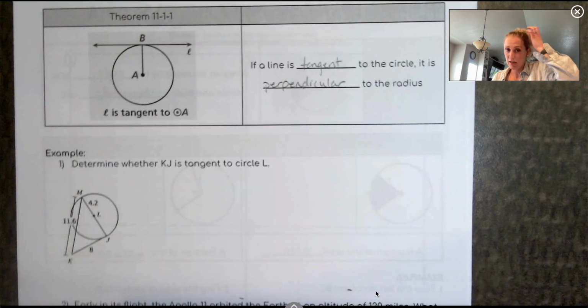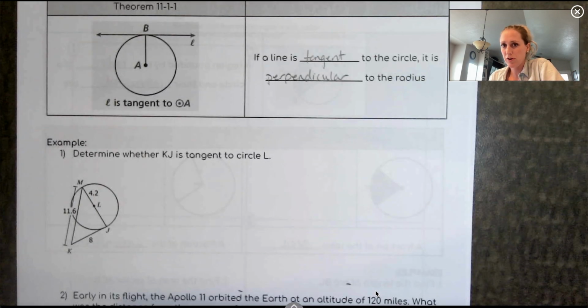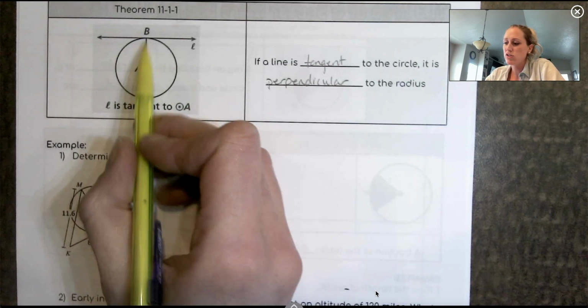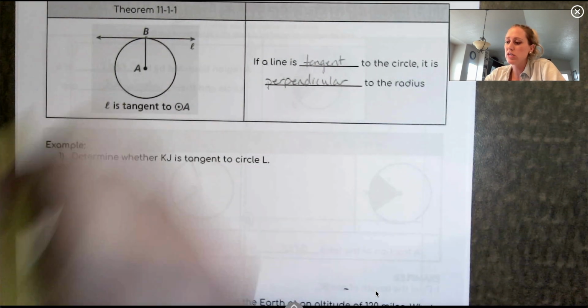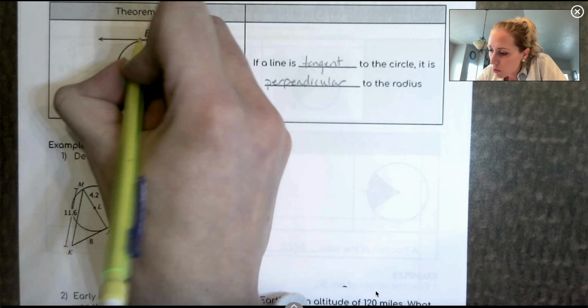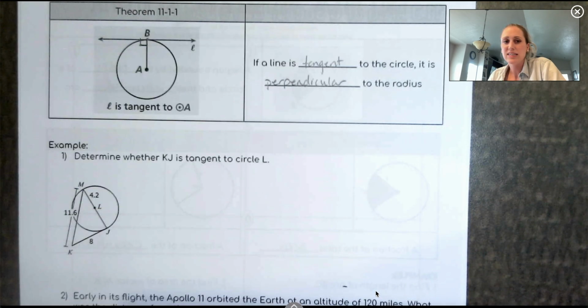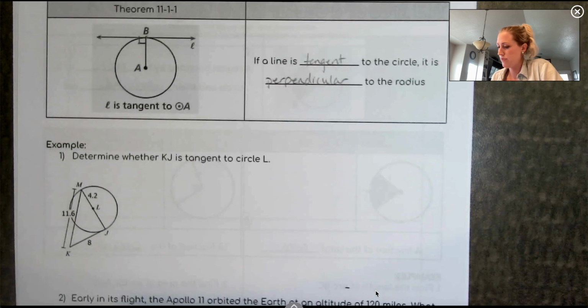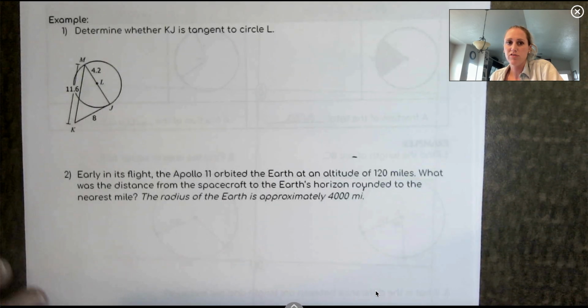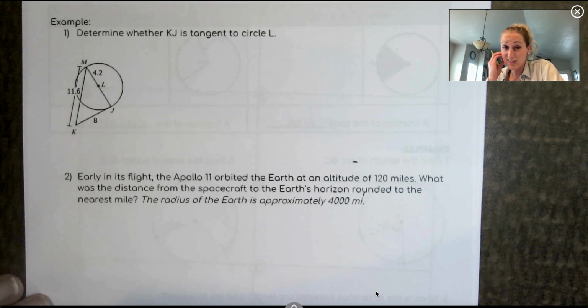Okay, last part of this video, guys. 11.1. We have one theorem that we're going to learn that says that if a line is tangent to the circle and it touches the radius at its point of tangency, they are perpendicular to each other. So what that means is that it forms a right angle. Okay? All right, so in this first example, determine whether KJ is tangent.